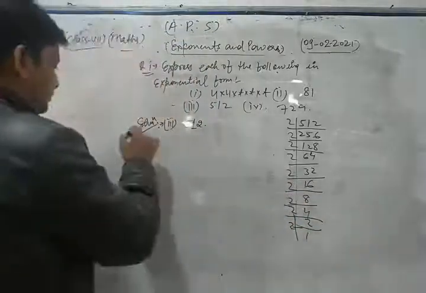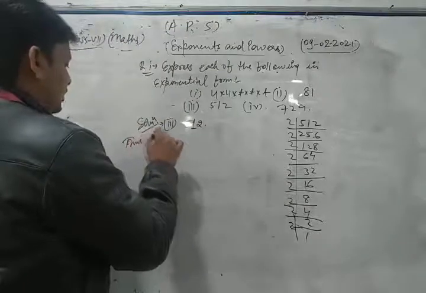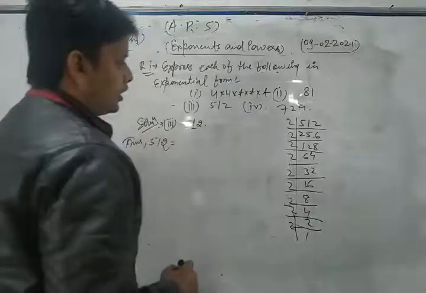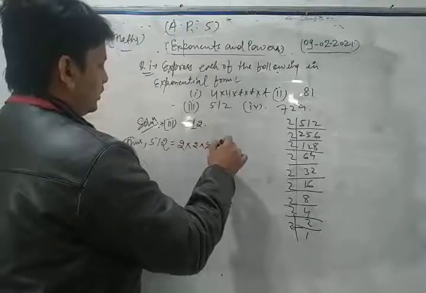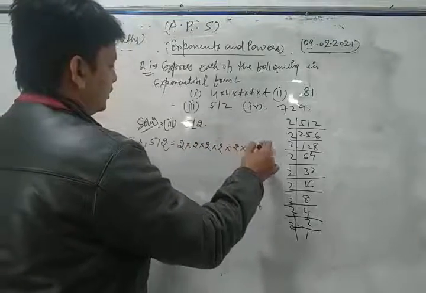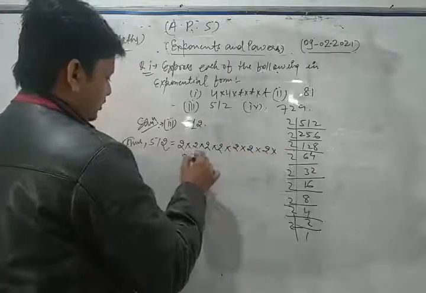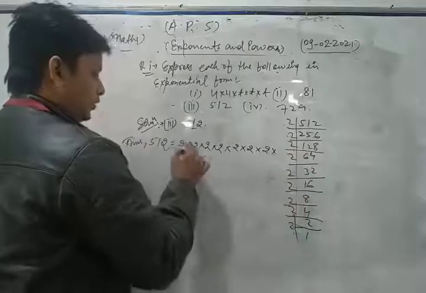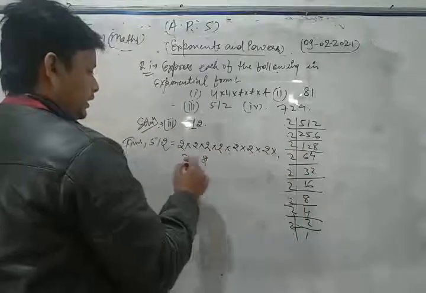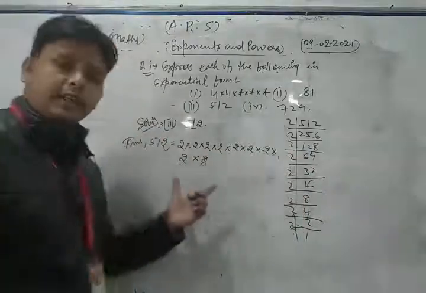Thus we have 512 is equal to 2 into 2 into 2, nine times. 1, 2, 3, 4, 5, 6, 7, 8, 9. Okay, dear friends, so we write in this way.